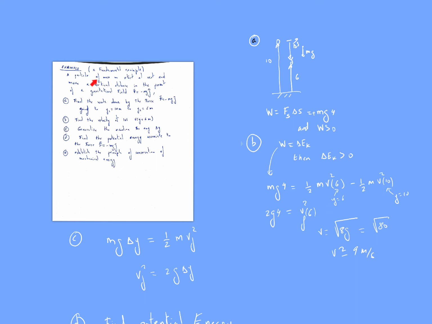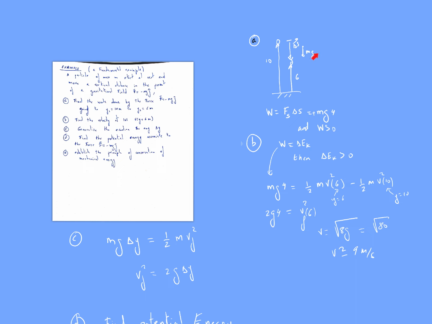It says like this: a particle of mass m starts at rest and moves a vertical distance in the presence of a gravitational field. So there is a gravitational field, there is a force, mg, going downwards. This is the floor, and the object moves from y1 equals 10 to y2 equals 6, a displacement going downwards.